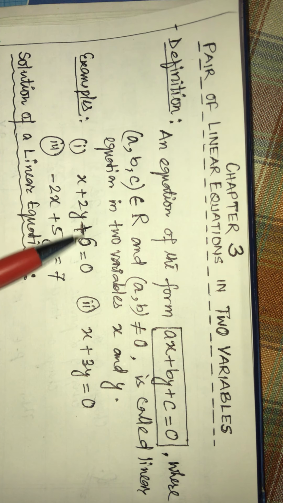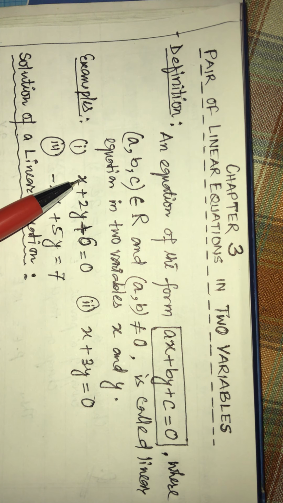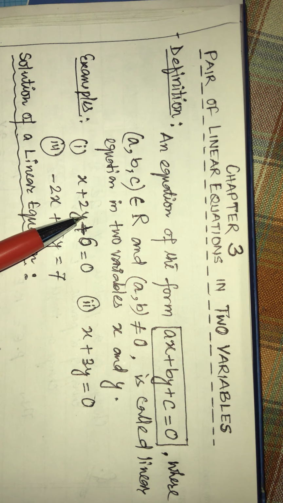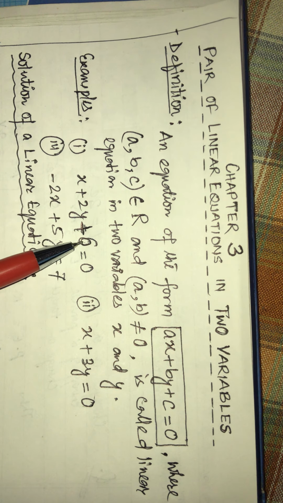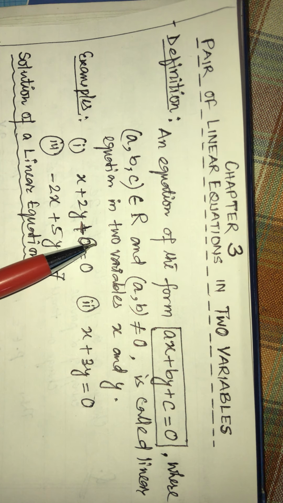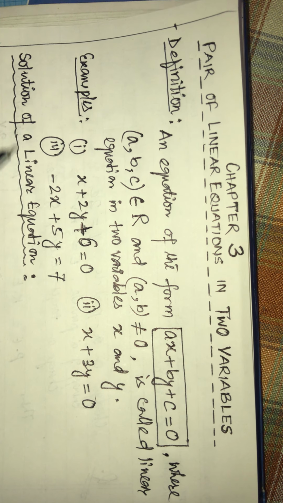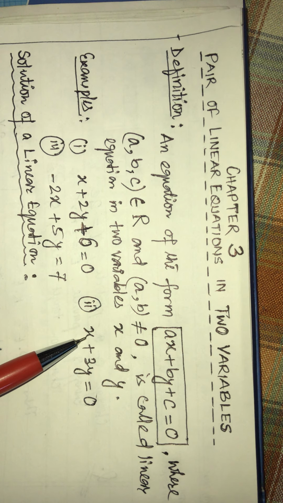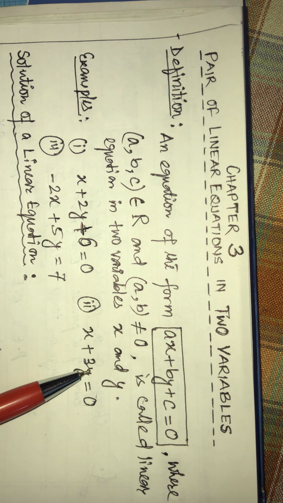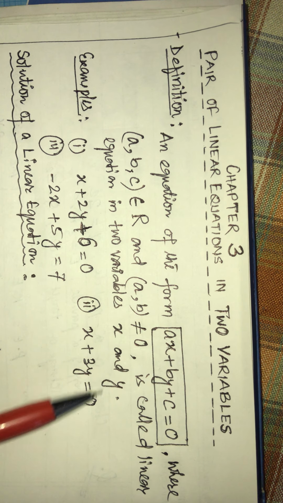Here also, same thing. If I can write such values for x and y here, and after solving the left hand side, I get 0 because the right hand side is 0, then I can call those values of x and y a solution of this linear equation. Similarly here, if after putting in the values of x and y I get 0, then those values will be the solution of this equation.